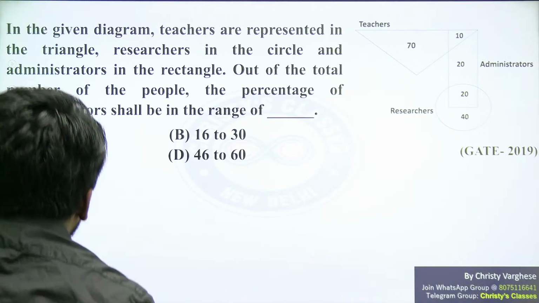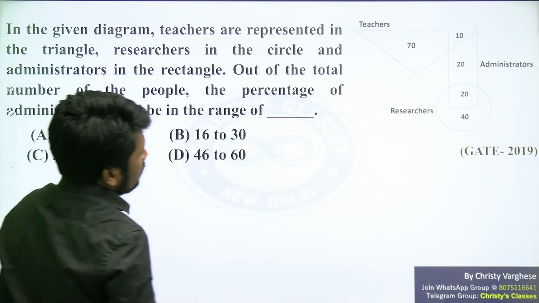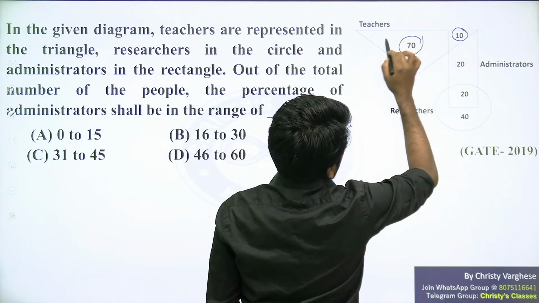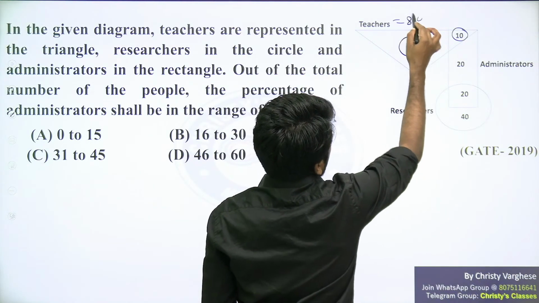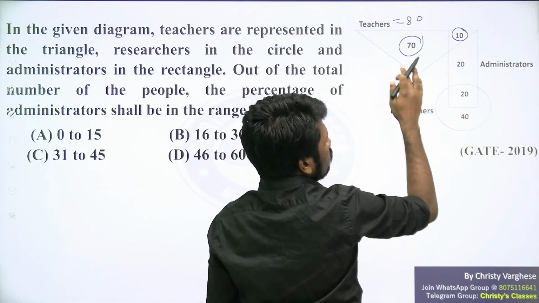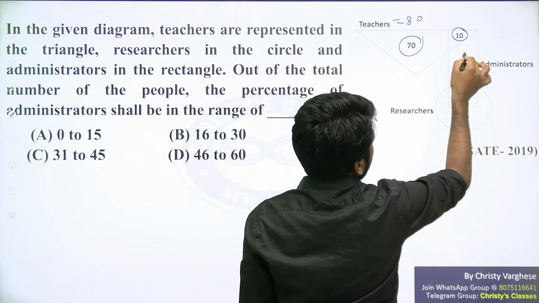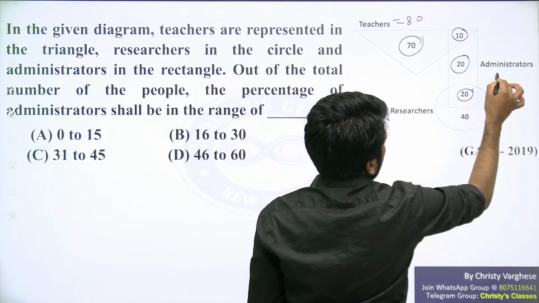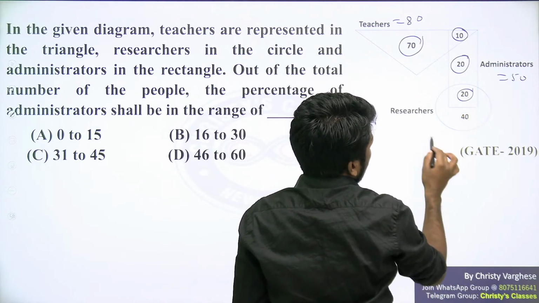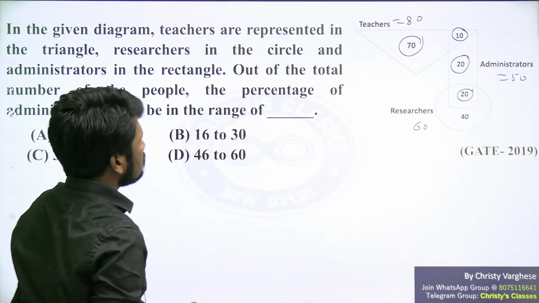Okay, so start explaining. In the given diagram, teachers are represented in the triangle. That means the 70 is also teachers, this 10 is also teachers. So total teachers are 80 in number. That is the idea. Understand that clearly. The 70 is not written outside, the 70 is written inside. Similarly, administrators are 10 plus 20 plus 20, that is 50 administrators. And researchers are 20 plus 40, 60 researchers. Keep that in mind.